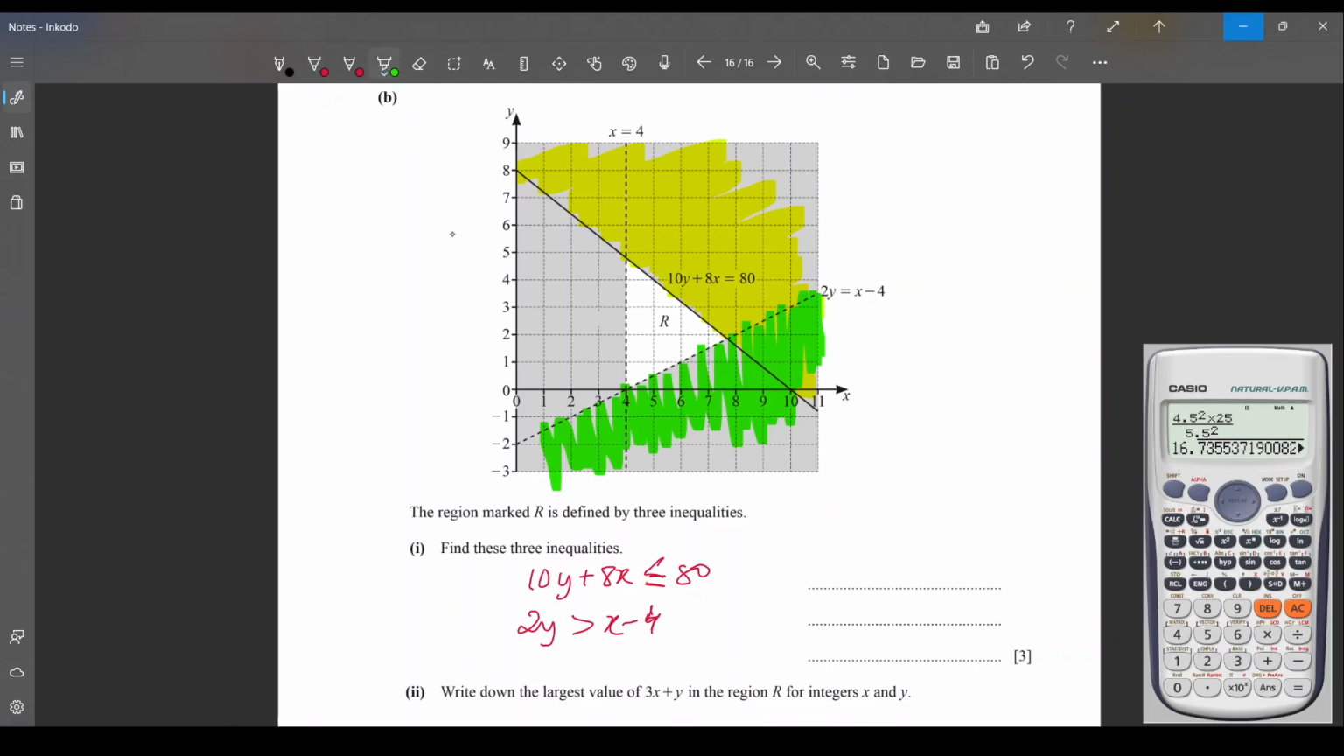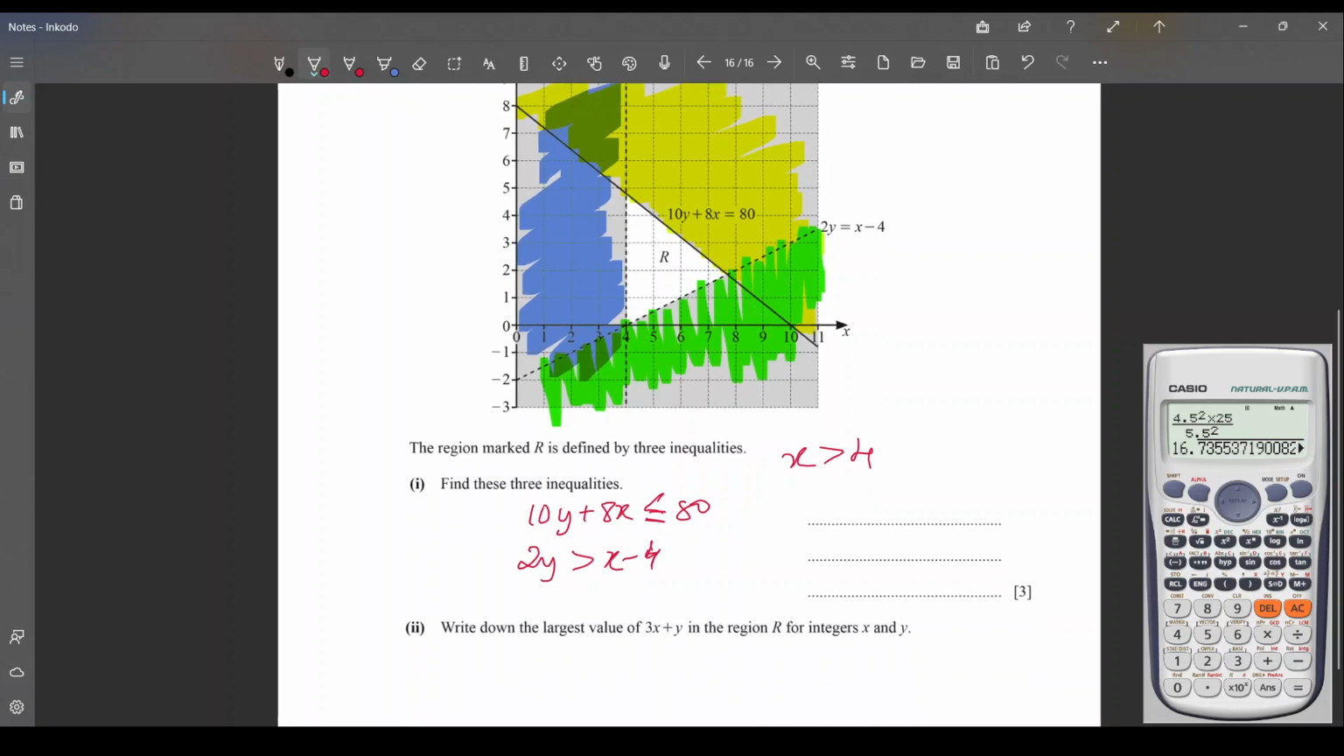I'll mark that also. This one, x equals to 4, but it's going left side, so less than that it's going, but the wanted region is the right side, so more than 4 we have to write. So all the three inequalities we have to write. These are the answer for this one.